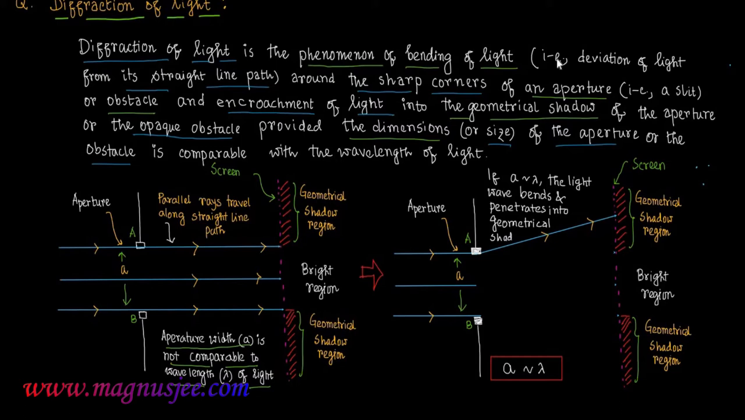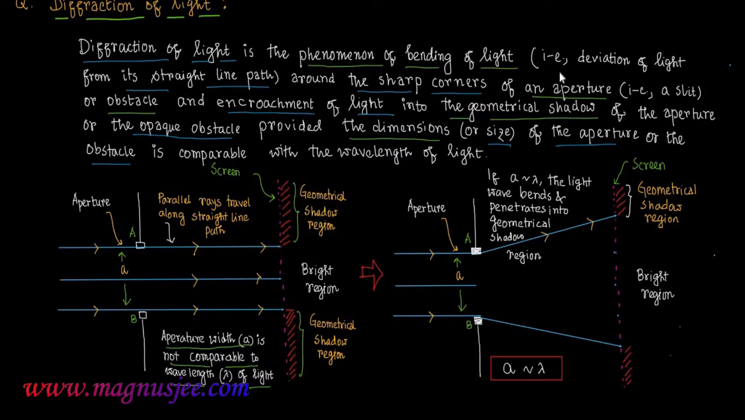If a is comparable to lambda, that means the aperture width is comparable to the wavelength of light, the light wave bends and penetrates into the geometrical shadow region. In this case, the area of the geometrical shadow region decreases because the light wave bends at the sharp corners and encroaches into it. We get a reduced geometrical shadow region, provided the aperture width a is comparable to wavelength lambda of light.